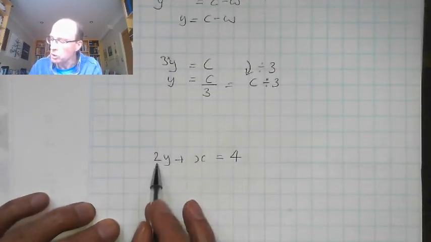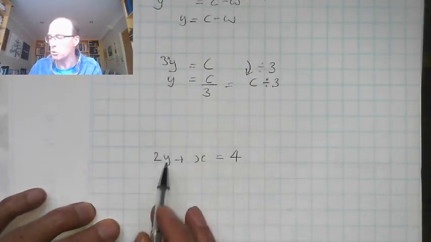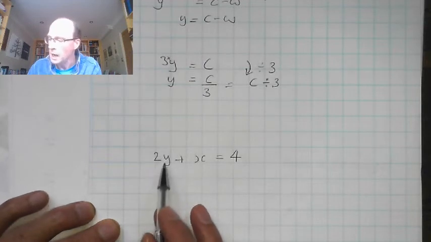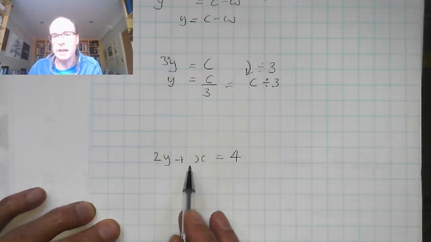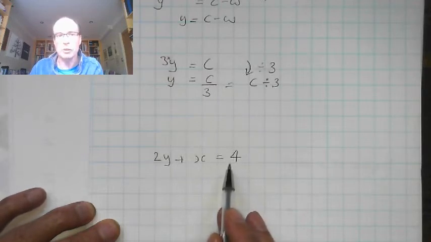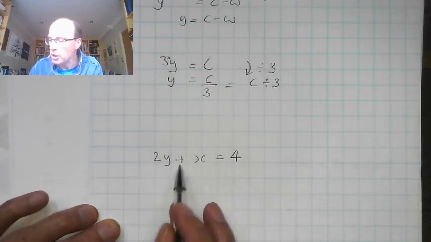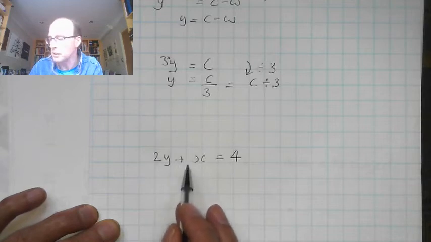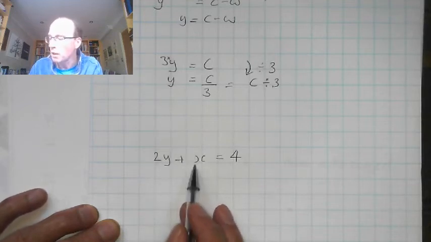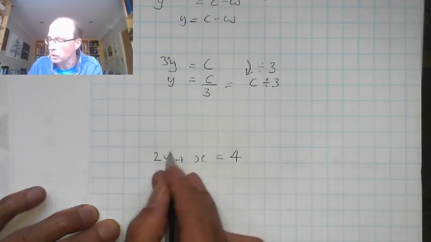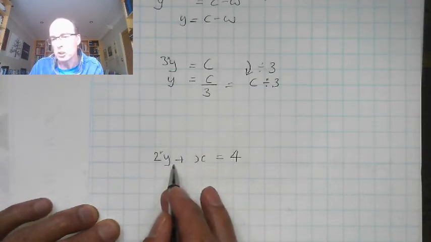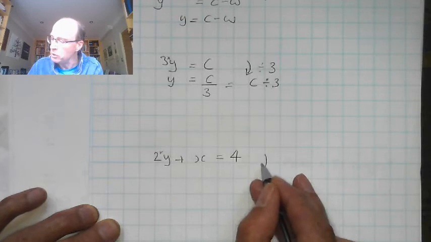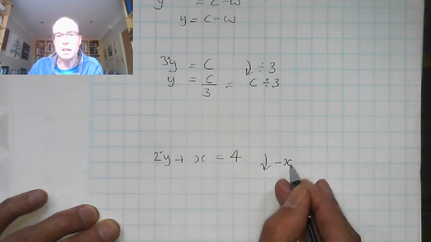We've got 2y plus x equals 4, and we're still trying to make y the subject. This time I'm doing two things to my y. I'm multiplying it by 2, and I'm adding x to give me the value 4. I'm going to try and get rid of this plus x first. This plus x is held a lot less tightly than this multiply by 2. So I'm going to do the opposite operation to adding x. So to both sides of my equation, I'm going to take x away.